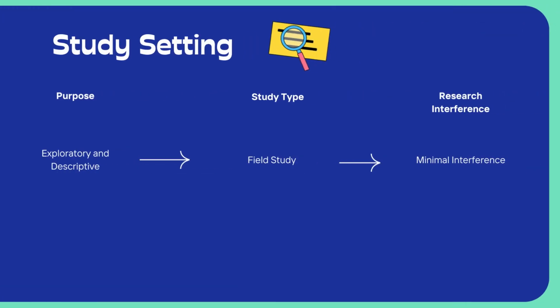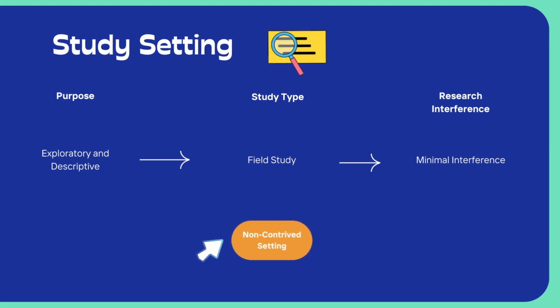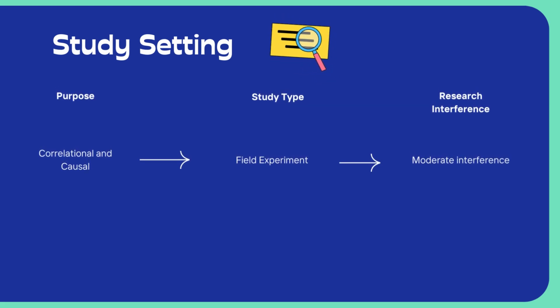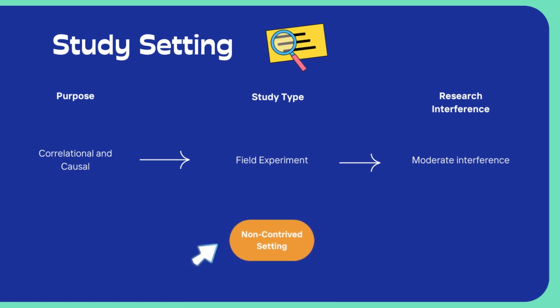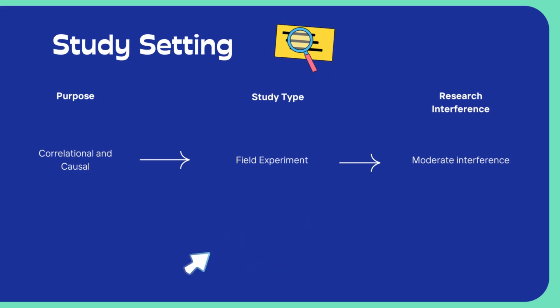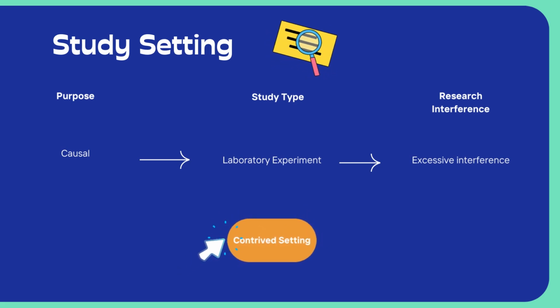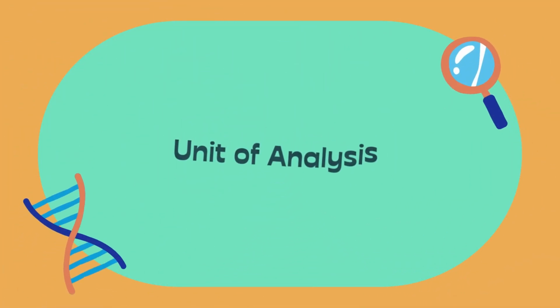Next, study setting. For exploratory and descriptive purpose study that is conducted through field study with minimal interference, the study setting would be non-contrived setting. For correlational and causal purpose study that is conducted through field experiment with moderate interference, the study setting would also be non-contrived setting. On the other hand, for causal purpose study that is conducted through laboratory experiment with excessive interference, the study setting would be contrived setting.